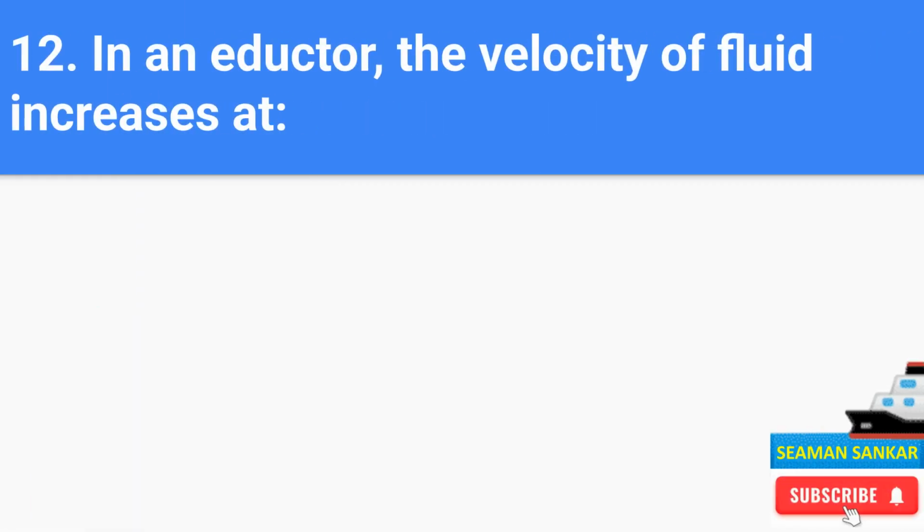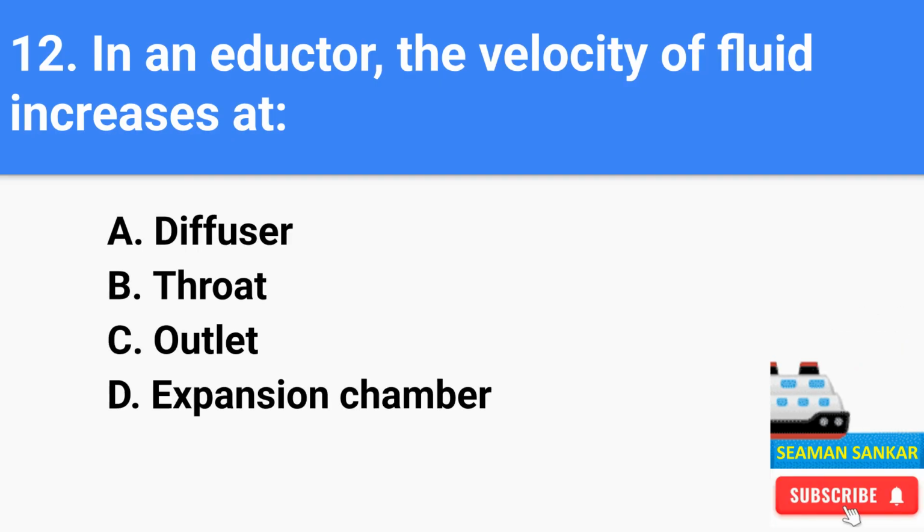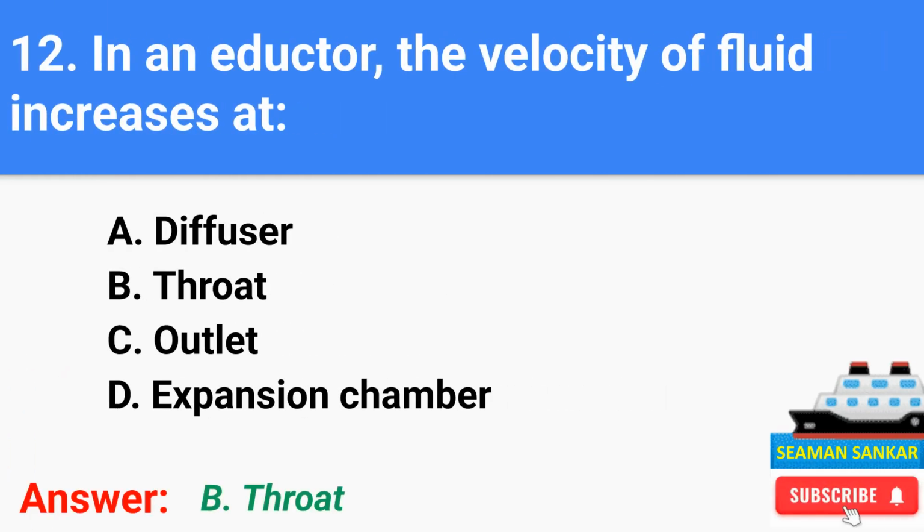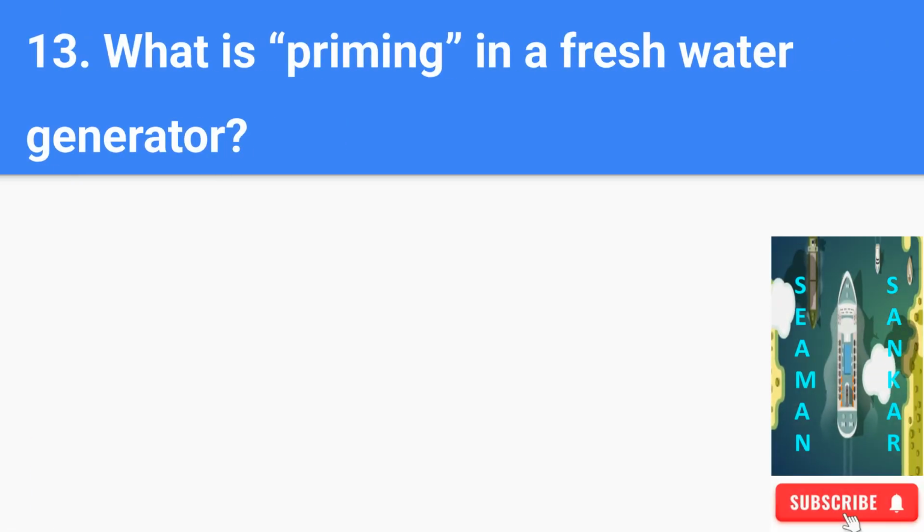Question 12. In an ejector, the velocity of fluid increases at A. Diffuser, B. Throat, C. Outlet, or D. Expansion chamber. The correct option is B. Throat. In the narrowest section, or throat, of the ejector, the velocity of the operating fluid increases, leading to the necessary pressure drop.